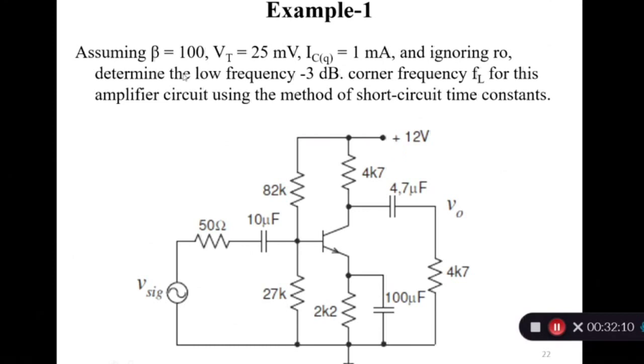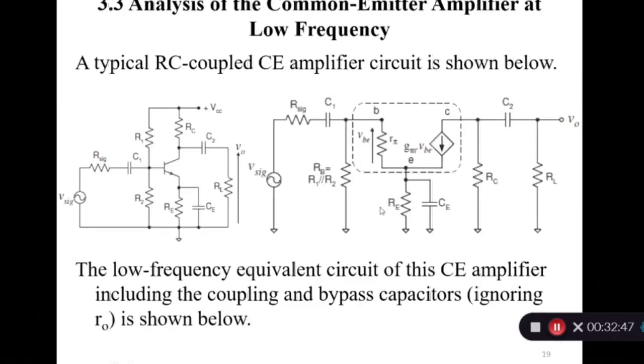What is the question? Beta is given to you 100, VT 25, ICQ for the collector is 1 milliampere, and ignore the R0. Determine the low frequency minus 3 dB frequency for this amplifier circuit using the method of short-circuit time constants. So you can calculate this. How to calculate? First you have to draw the small signal model. The small signal model is like this one.